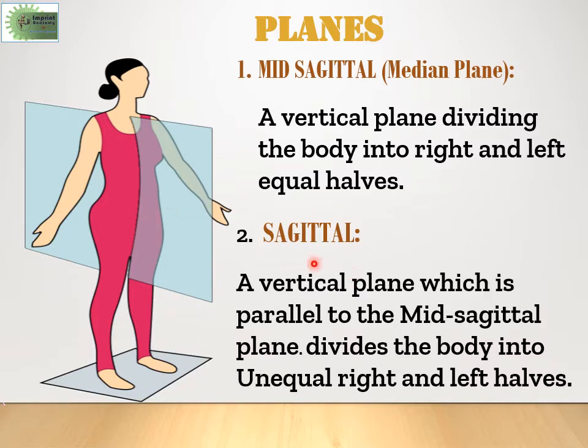Then what is the sagittal plane? Sagittal plane is again a vertical plane which is parallel to the median plane and which divides the body into unequal two halves, right and left. So the difference between the mid-sagittal and the sagittal is that mid-sagittal means mid of the body, the median plane, and it divides into two equal parts. Sagittal plane divides the body into unequal parts.